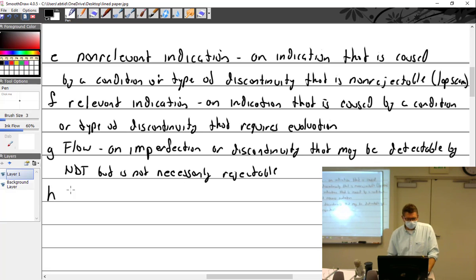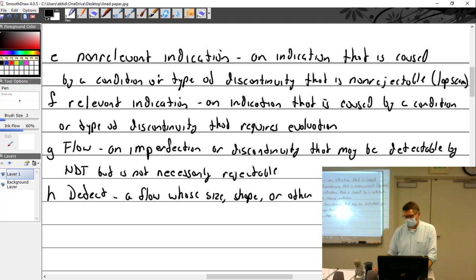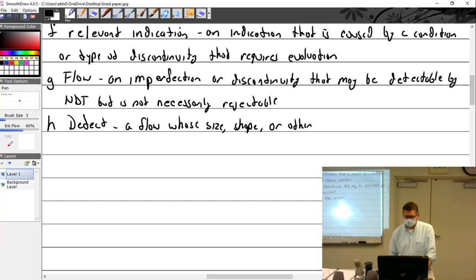And the last one I have on here is a defect. A flaw whose size, shape, or other properties do not meet acceptance criteria. So defect is bad.